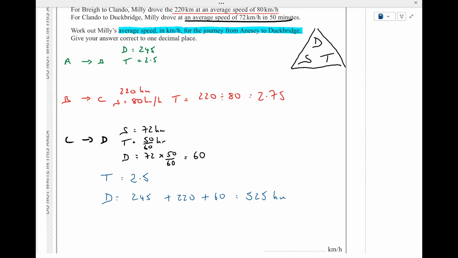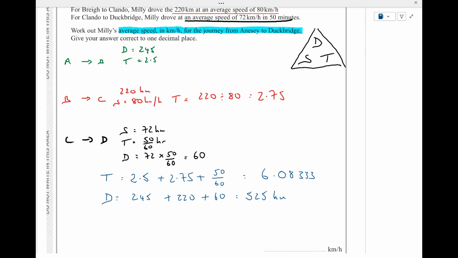So far her time has been 2.5 for A to B, 2.75 hours for the next bit, and then 50/60ths of an hour for the last bit. So what's her total time there? Let's have a look. 2.5 plus 2.75 plus 50/60 gives me a total time of, well, I get on my calculator 6.08333 and so on hours.